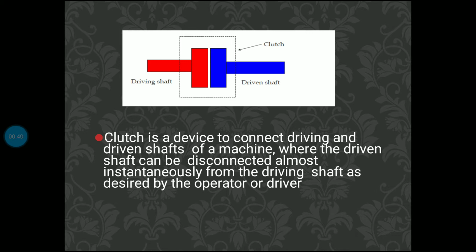Just to take an example, if I want to disconnect the driver and driven: the driver is where the power is coming from, and the driven is what is being operated through it. Between the driver and driven, we keep a device. This device is used to separate them. If I don't want to transmit the power, I can disconnect it myself, or an operator or driver can. That device is called a clutch.